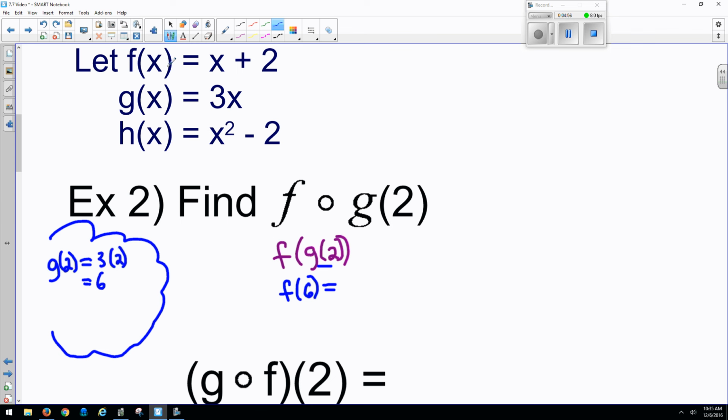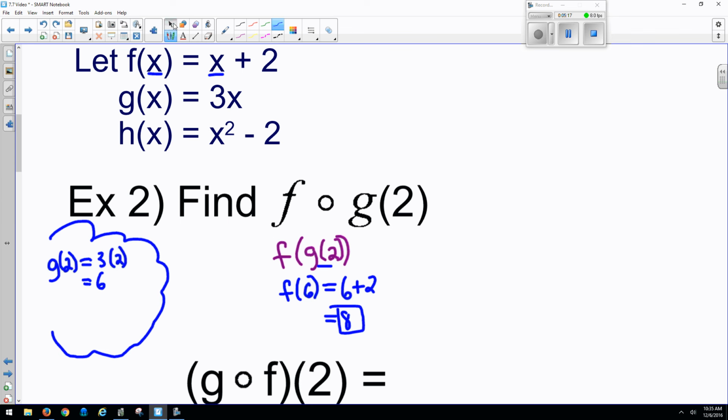Well, now I'm going to look at the f function. And instead of x, I'm going to put 6 wherever I see x. So substituting, this is going to be 6 plus 2, which is 8. So f of g of 2 is 8.